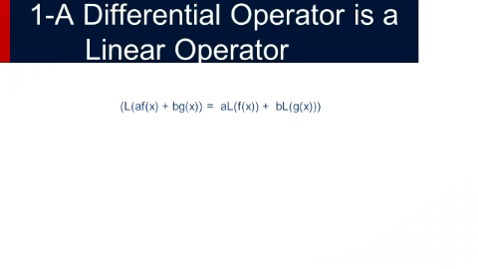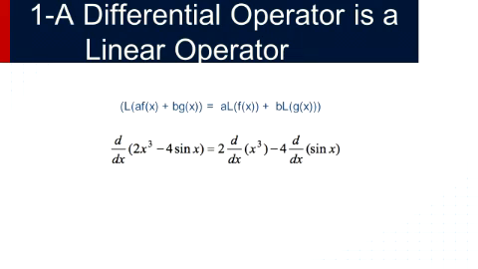And so then we can compare this to a differential operator. d over dx of 2x cubed minus 4 sine x is equal to 2 times d over dx of x cubed minus 4 d over dx times sine x. They're pretty much the same. And if we were to take the derivative of that, we would get 6x squared minus 4 cosine x.